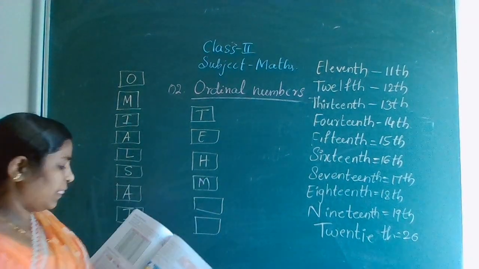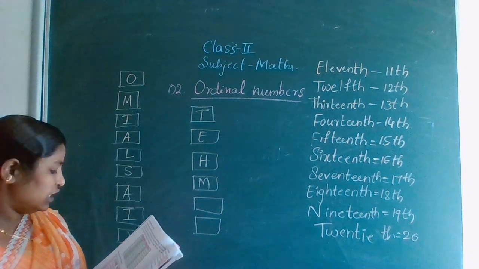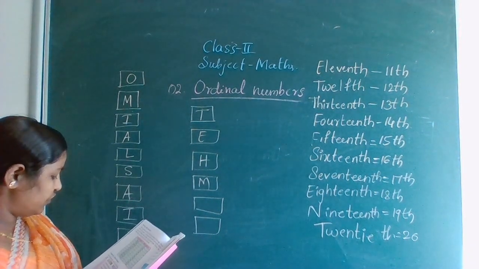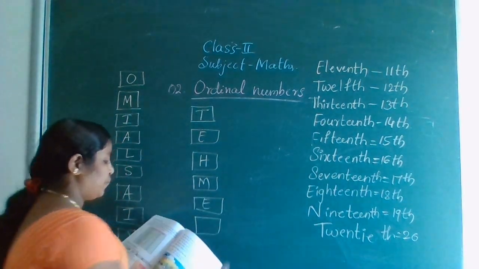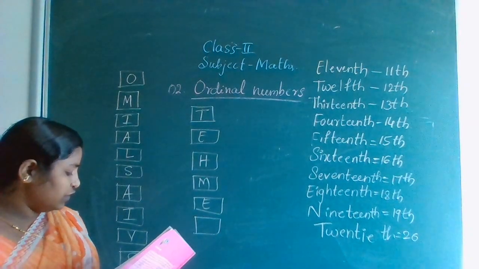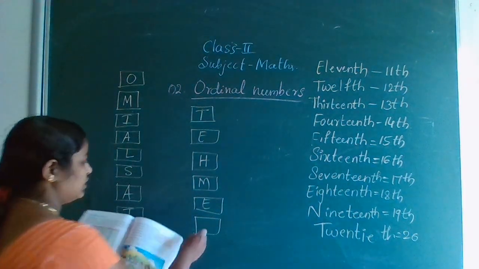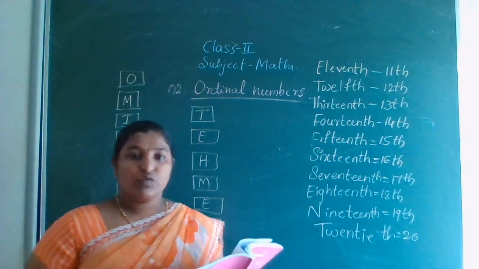M. Next, dash is the 10th letter of the sentence. First, second, third, fourth, 5th, 6th, 7th, 8th, 9th, 10th. E. Dash is the 8th letter of the sentence. First, second, third, fourth, 5th, 6th, 7th, 8th. That is T.